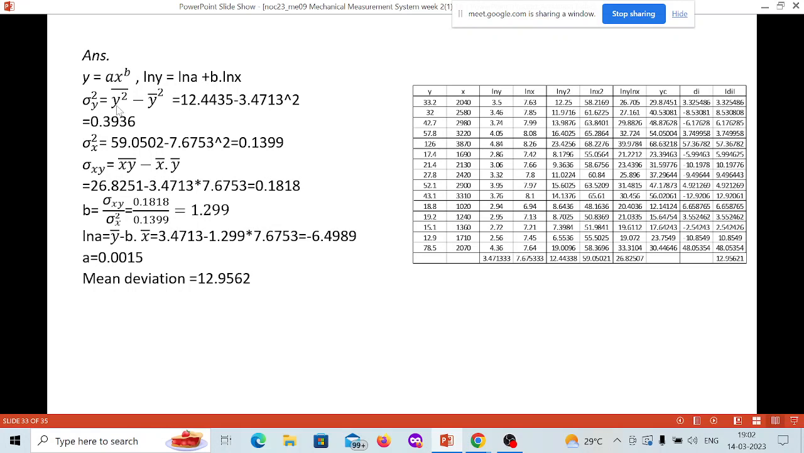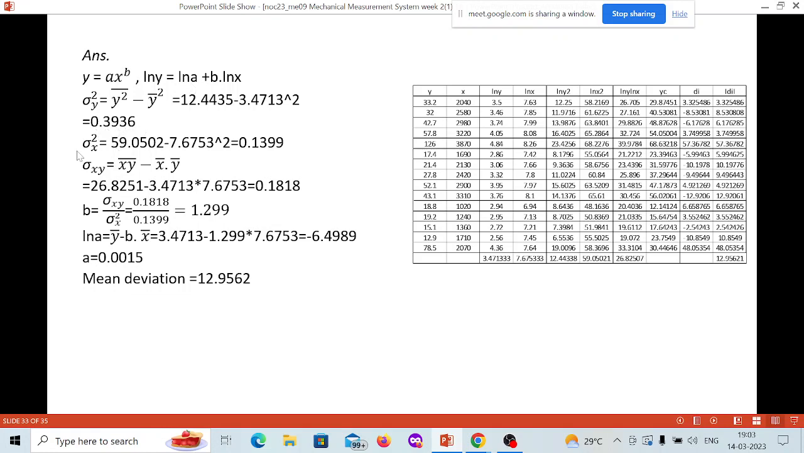We know the mean of y square is 12.4438, and minus the mean of y the whole square, that is 3.4713, the square of that. So that will give you sigma y square as 0.3936.